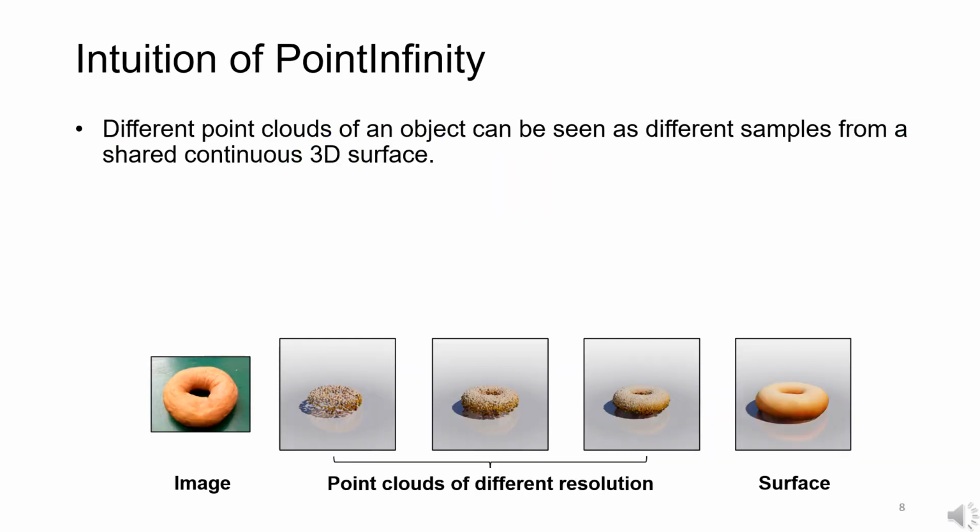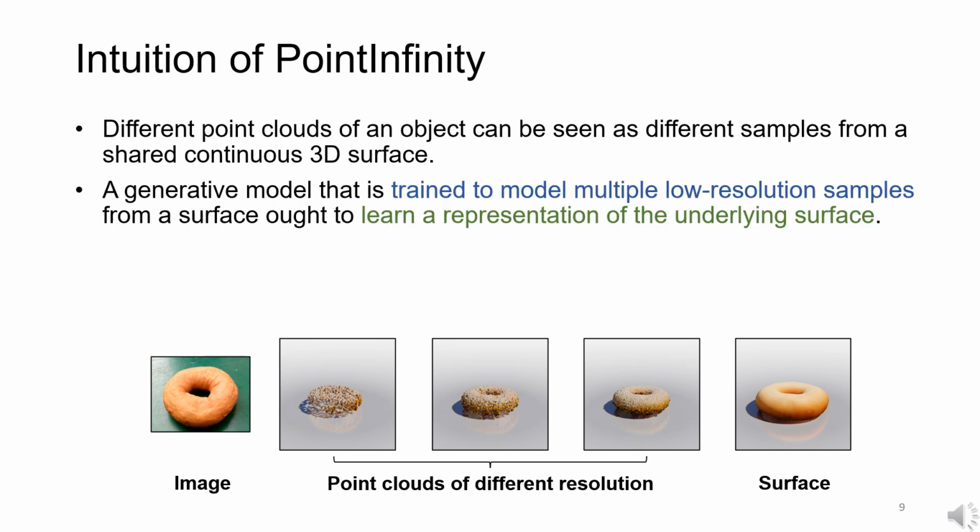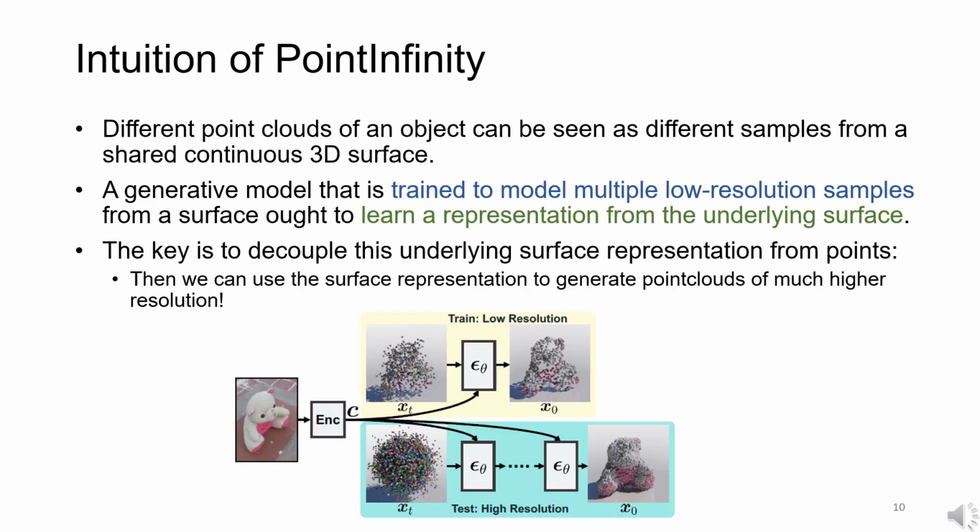Our intuition comes from the observation that different point clouds of an object can be seen as different samples from a shared continuous 3D surface. As such, a generative model that is trained to model multiple low-resolution samples from a surface ought to learn a representation of the underlying surface, allowing it to generate high-resolution samples after training. To encode this intuition into model design, we propose to decouple the representation of the underlying surface and the representation of point cloud generation.